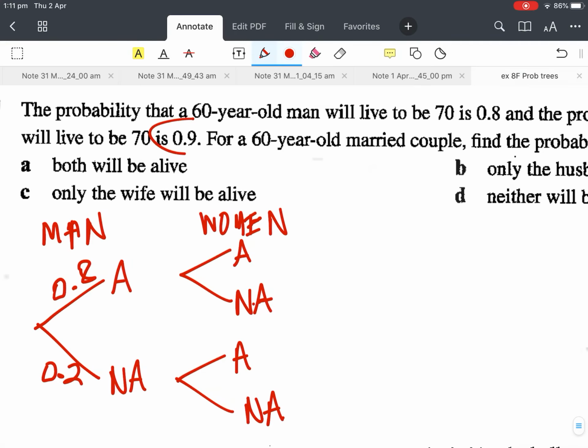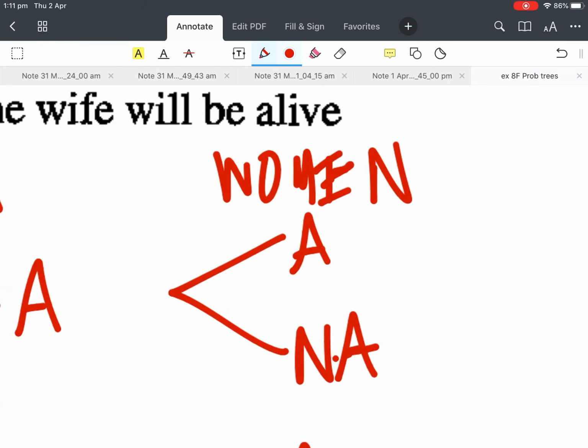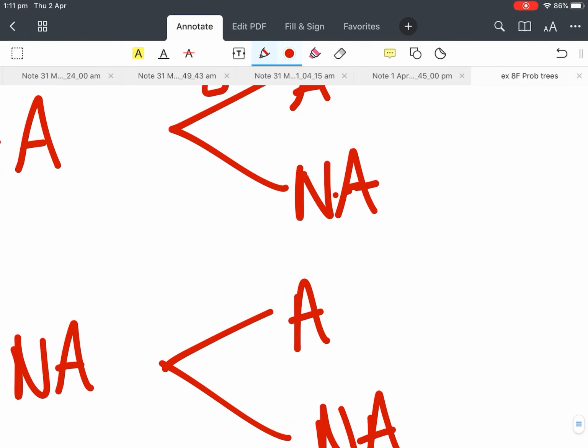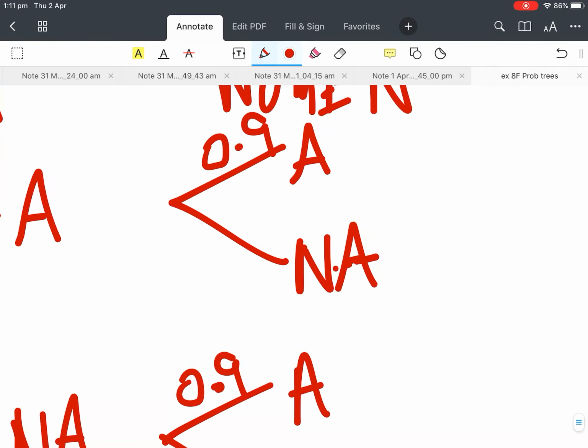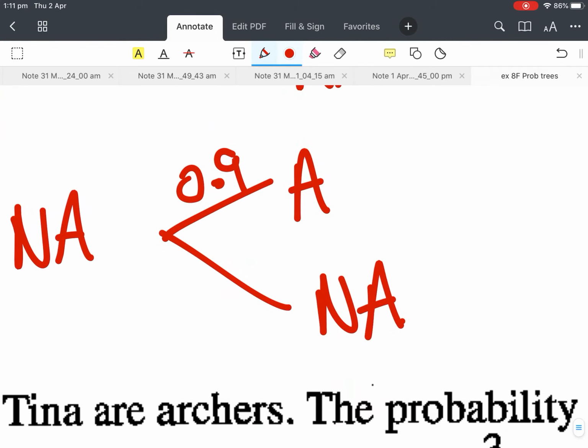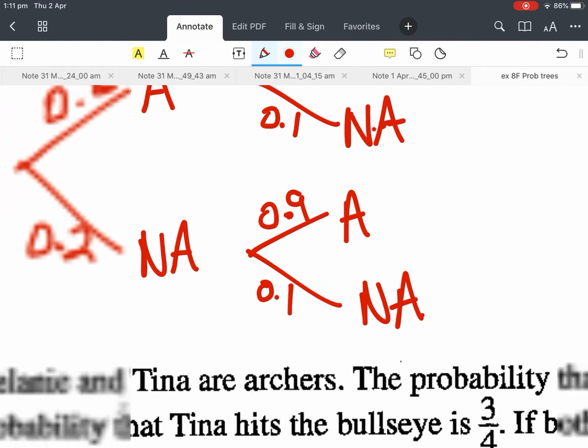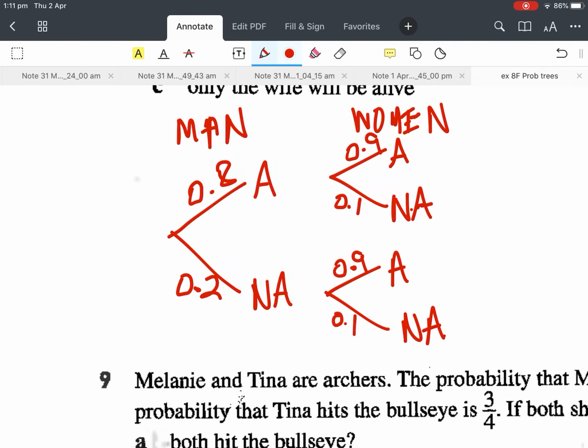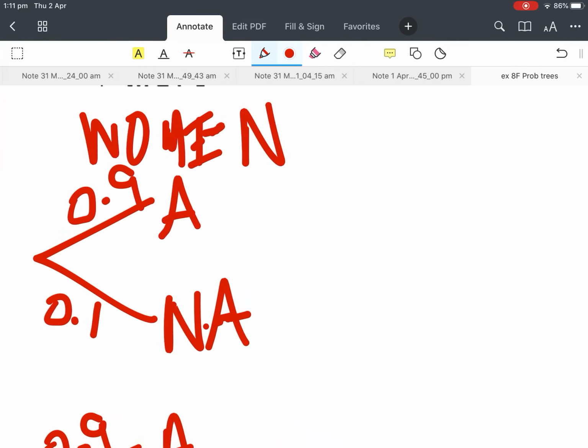And the lady's probability of being alive is 0.9. So I'm going to put 0.9 on her alive there and 0.9 on her alive there. And again, to work out her not alive, I do 1 take away 0.9. So that gives me 0.1, because remember, all probabilities add up to 1 whole. All right, so there's my probability tree. I'm going to write up my outcomes now.